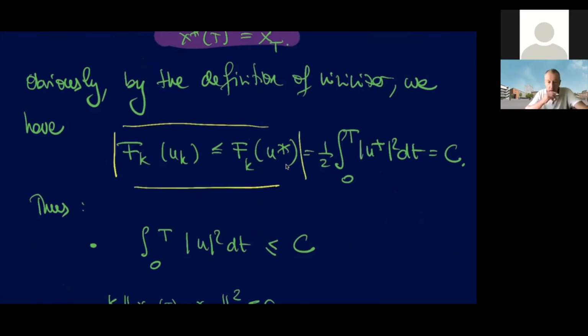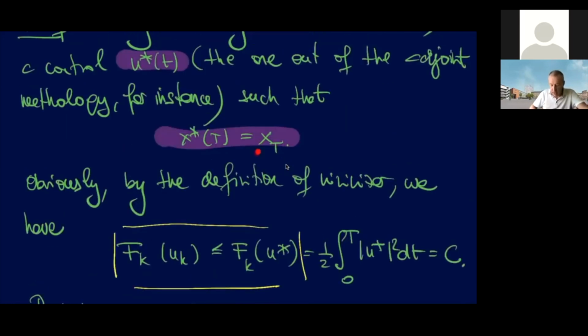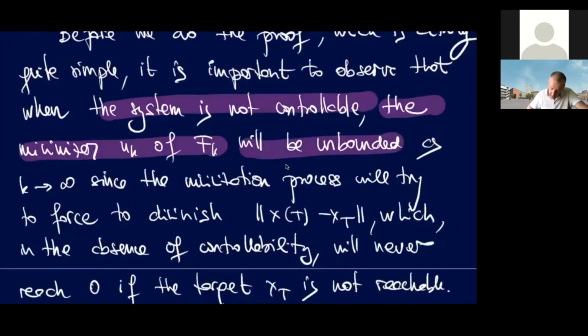Well, simply because UK is the minimizer of FK. And U star, even though it is an optimal control driving me to this target, maybe for the functional FK is not the minimizer, so there is no reason why this should be as good as that. This is the optimal minimum, therefore this is below this. But now, because X star T is equal to XT, what is the value of FK of U star? This value is bounded, it's just the norm in L2 of U star. There is not the extra remainder of the functional FK, which is related to the distance to the target. There is not the term plus K in here.